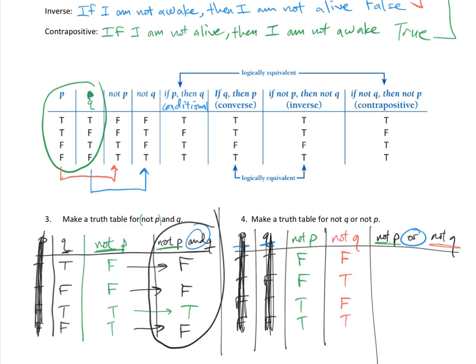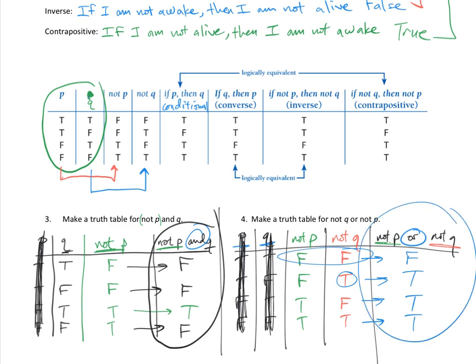Now remember, an or connected statement is true if there is a true in any column. So for this one, I see a true in the bottom row, so this entire statement would be true. In the second from the bottom row, there's a true, so I know that's true. In the second from the top row, there's definitely a true, so I know that will be true. This is the only one that has no true values, and that will be false. So there is my truth table for not P or not Q.